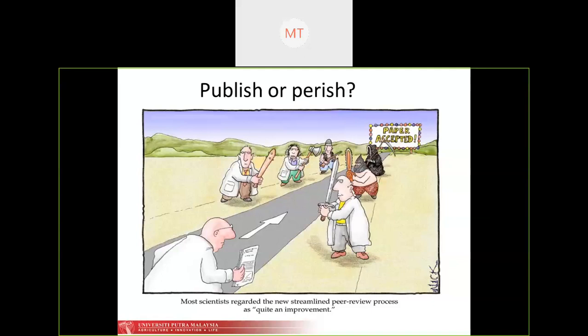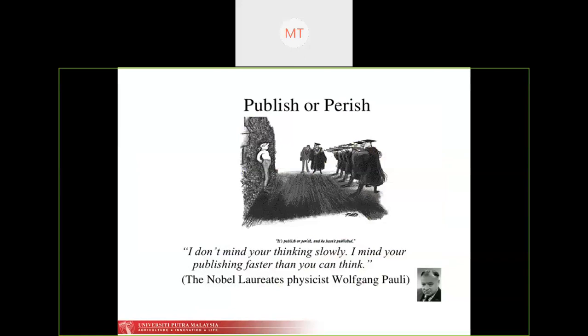So next, if you look here, the Nobel laureate physicist Wolfgang Pauli mentioned that: I don't mind you thinking slowly, but I mind your publishing faster than you think. So he's really scared that people can publish faster than a person can think.